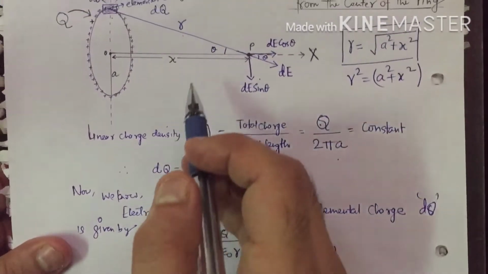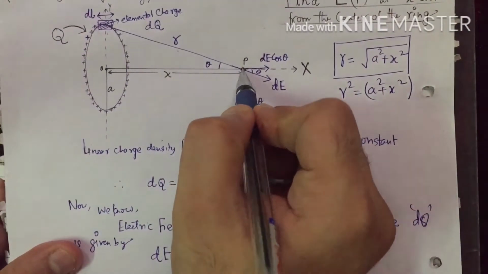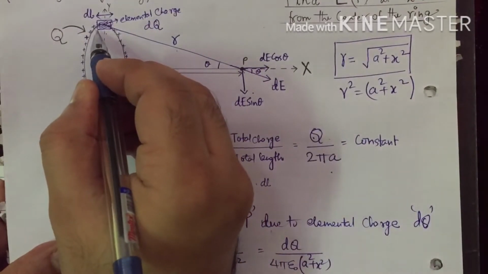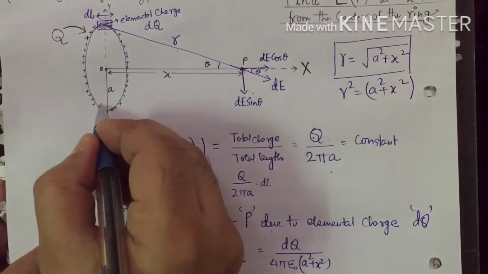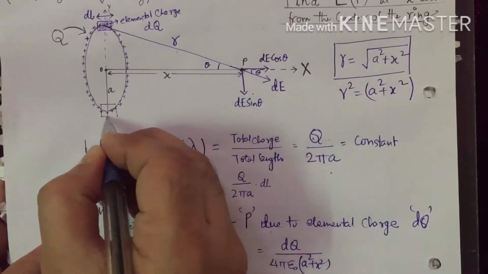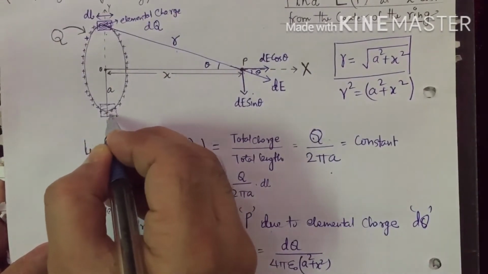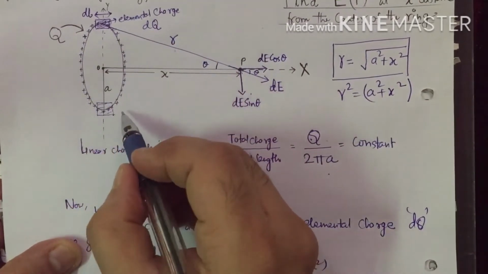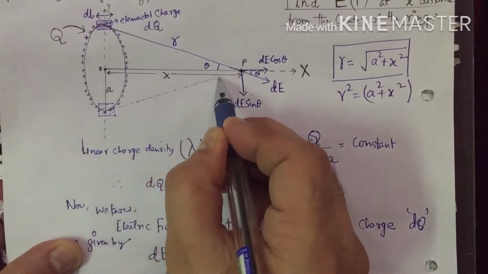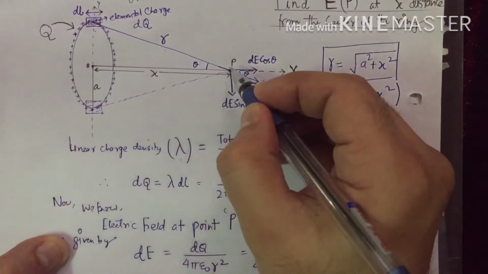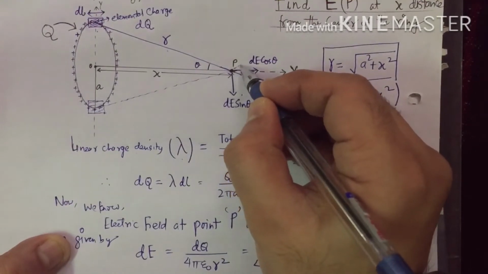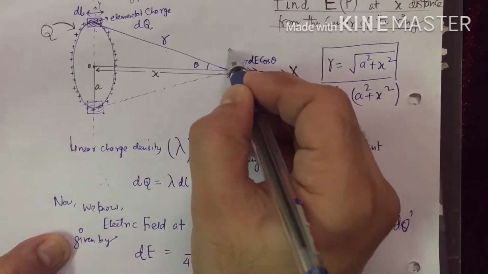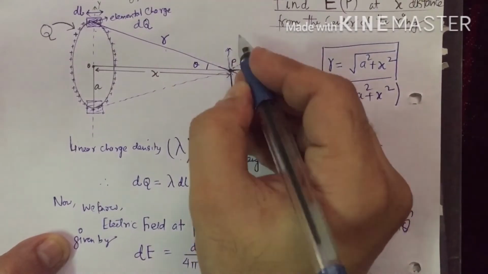So we can also see at this point what we have. Let us consider another elemental charge over this part, which is just diametrically opposite on the ring. What will happen? Now this part will also contribute to electric field in this direction. It will still have two components, one along the x-axis and the other along the y-axis, right?